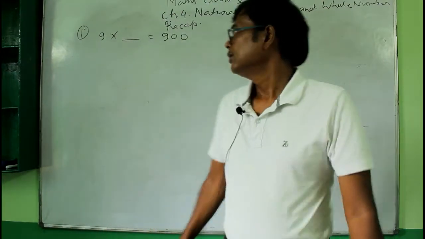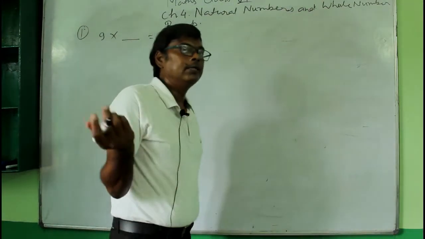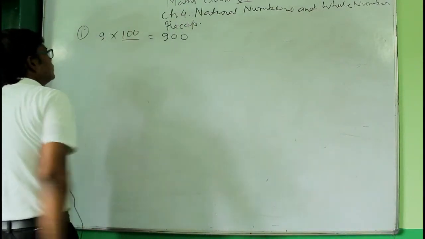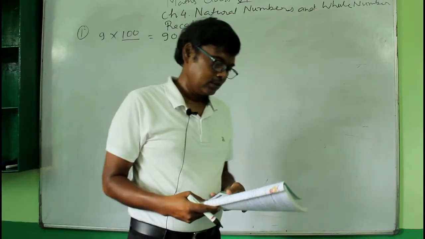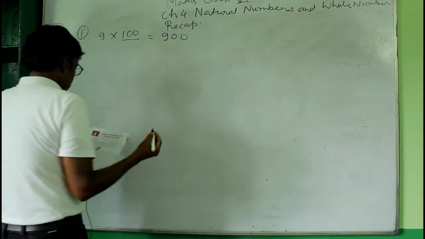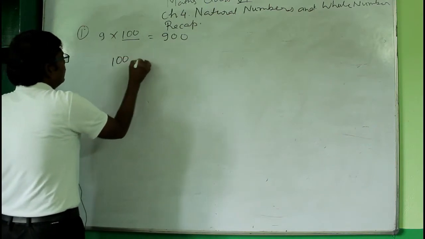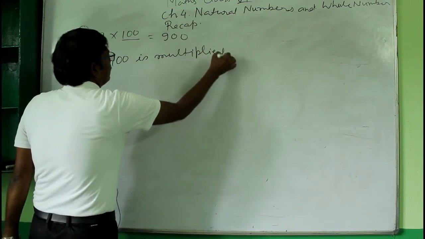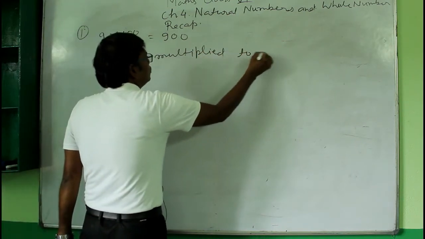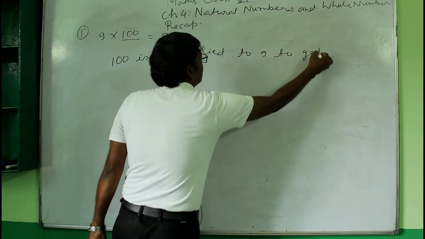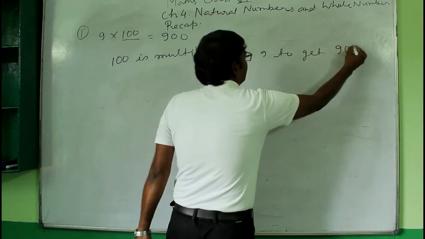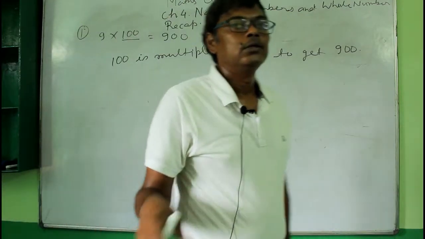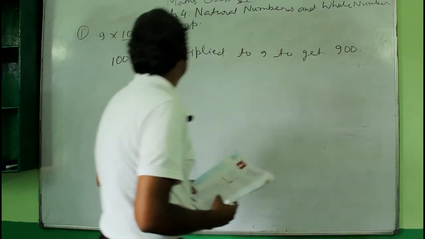You can see here that 9 ones are 9 and then double zero is there. So here the answer will be 100. So what will you write as the answer here? 100 is multiplied to 9 to get 900.